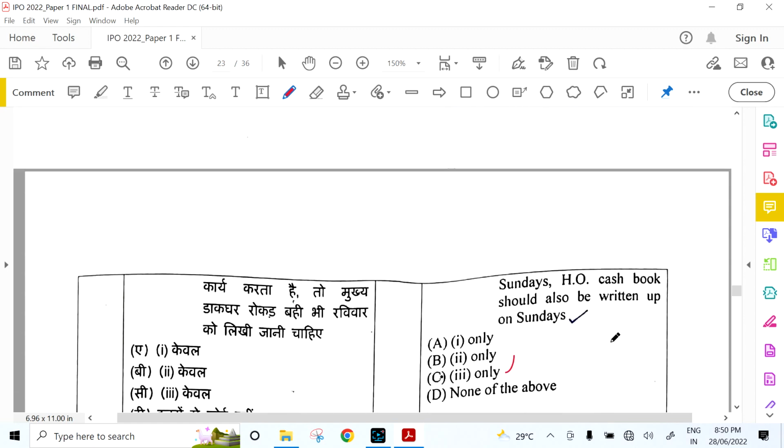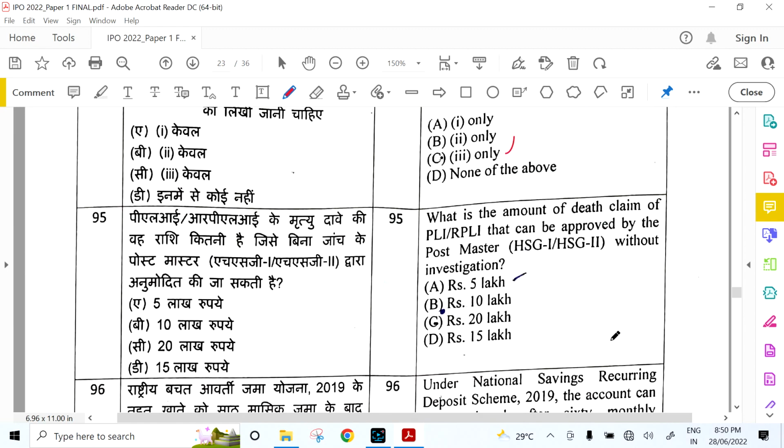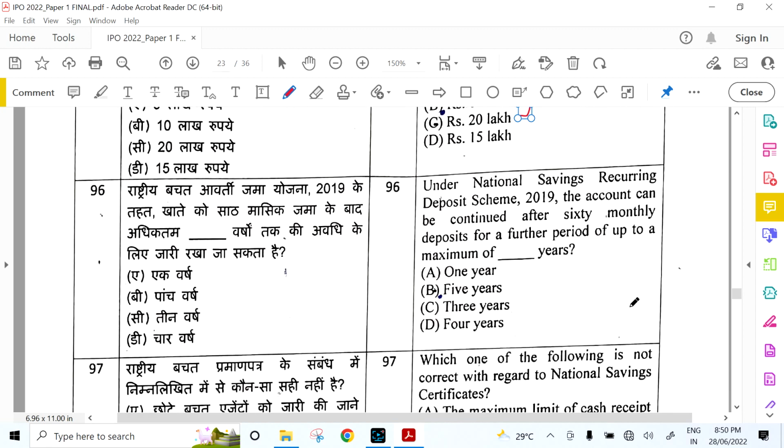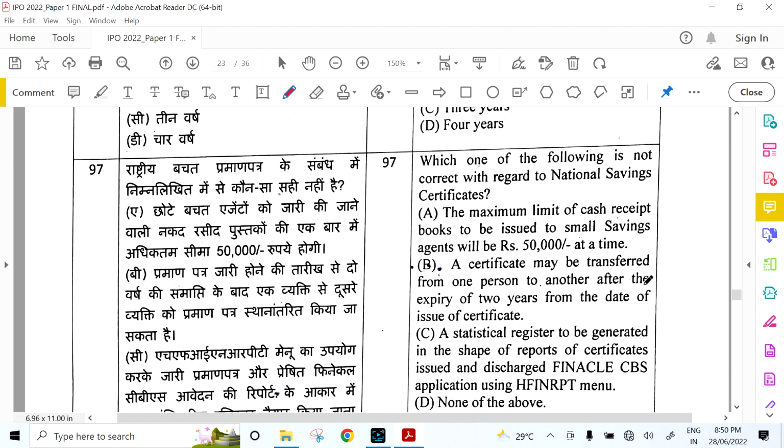You will find it. What is the amount of death claim in RPLI PLI that can be approved by postmaster without investigation? The answer is 20 lakhs. And anything that needs investigation comes to the DPS, regional DPS. RD account can be continued after 60 months deposits for a further period up to a maximum of 5 years. 5 years it can be continued.